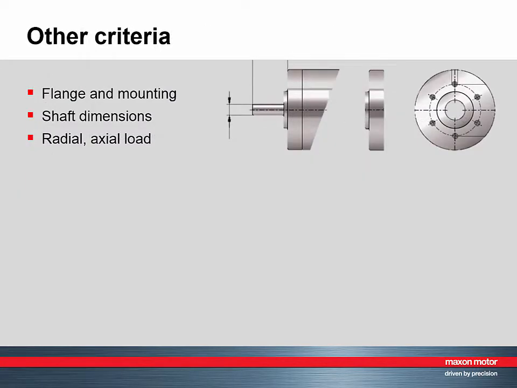In addition to these considerations about torque and speed, there are other criteria for the selection of gearheads. The first one being the mechanical interface. How is the gearhead going to be fixed? And how about the shaft diameter and length? Is there a flat or even a keyway needed for connecting the load? How large are radial and axial load on the shaft?